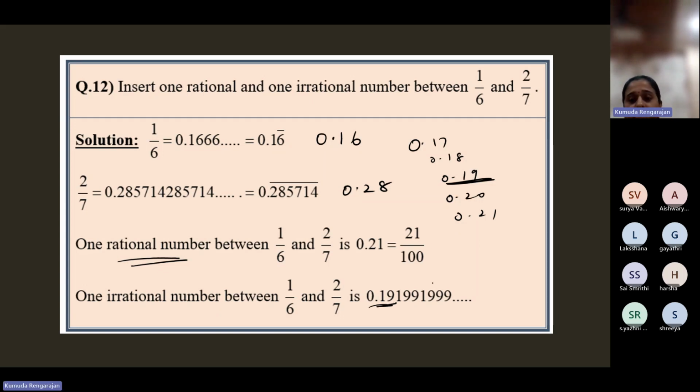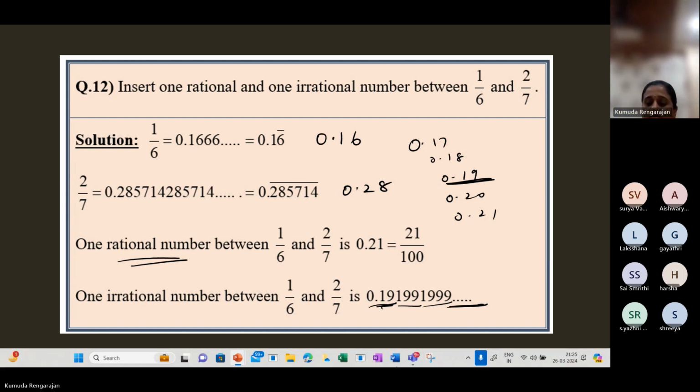Irrational, so it should be non-terminating. That's why the dots. And non-repeating. So there should be no pattern. 19, 199, 1999. It's not a repeating pattern. You might say that there is a pattern there. Yeah, 19, 199, 1999 is a pattern.